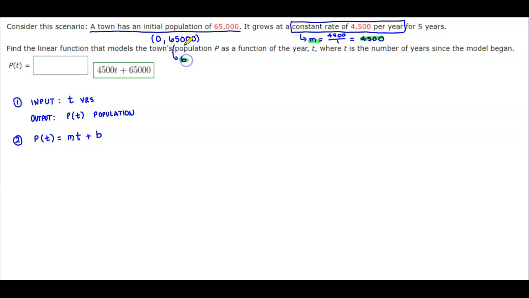And we know that our y-intercept is 65,000. So now what we can do is just go ahead and fill in our model. So that means that p of t is going to equal the slope, which is 4,500 times t, plus the y-intercept, which is 65,000.